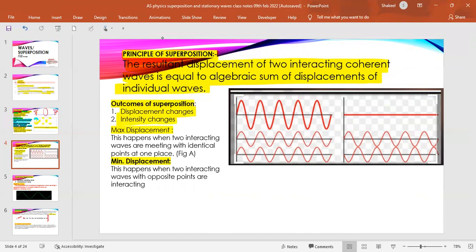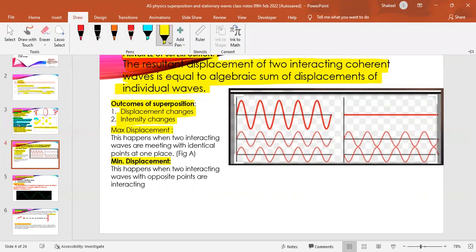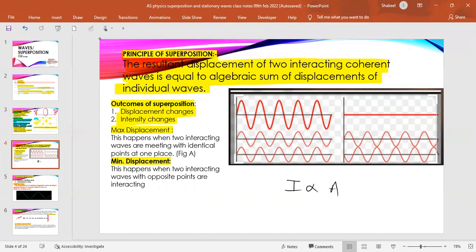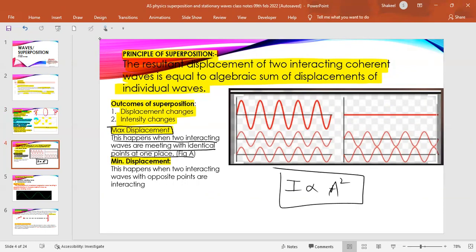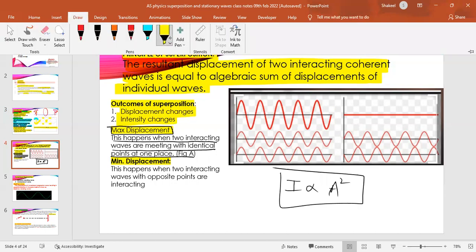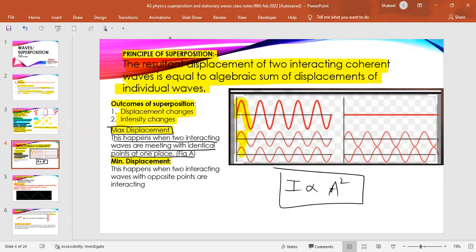Whenever two waves interfere, their displacement is going to change, and we know that intensity is proportional to amplitude square. So obviously, when amplitude changes, intensity also changes. Okay, so when is maximum displacement going to happen? This happens when two interacting waves are meeting with identical points at one place. So like in the first diagram, you can see that the crest is meeting with the crest, the trough with trough. So the resultant wave is having maximum amplitude. So this is constructive interference.